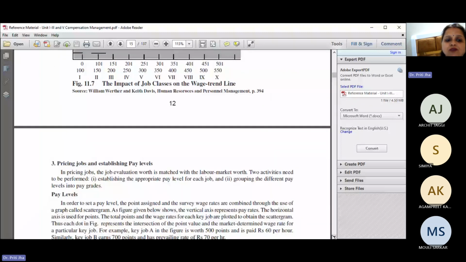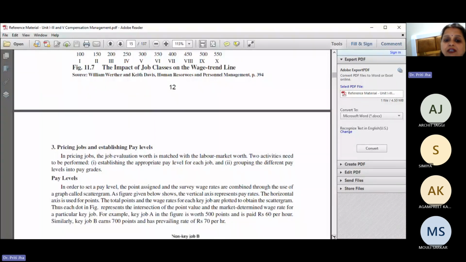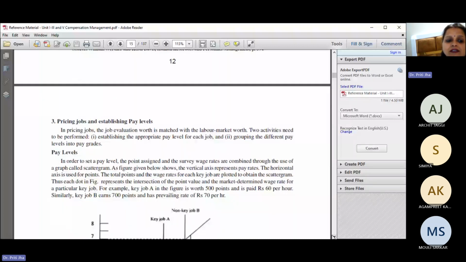Next is pricing jobs and establishing pay levels. In pricing jobs, the job evaluation worth is matched with the labor market worth. Two activities need to be performed. One is establishing the appropriate pay level for each job, and another is grouping the different levels into pay grades.